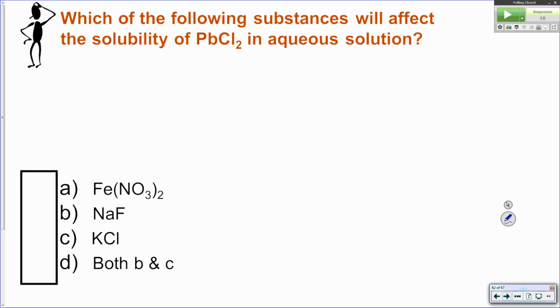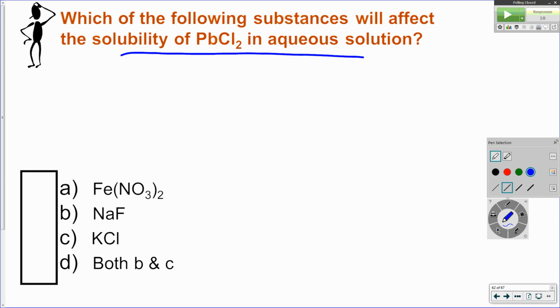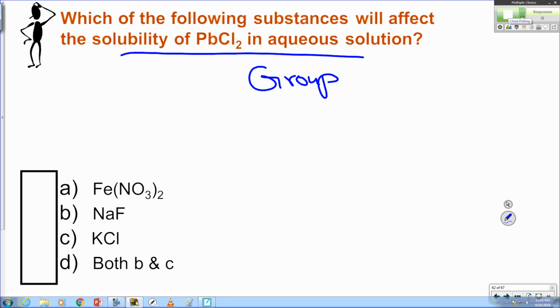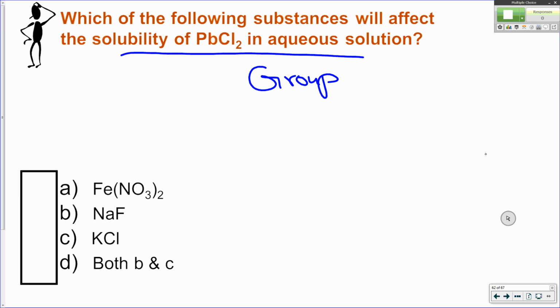All right, so thinking about what I've just told you about the common ion effect, I want you to tell me which one of these systems would influence the solubility of this compound, lead chloride. And I'll let y'all talk about this one. So this is a group problem. Okay? You've got 4 choices. Which one of those has something to do with the solubility of lead chloride?